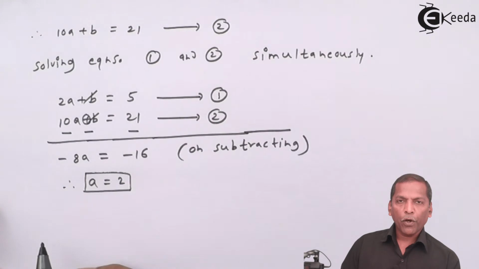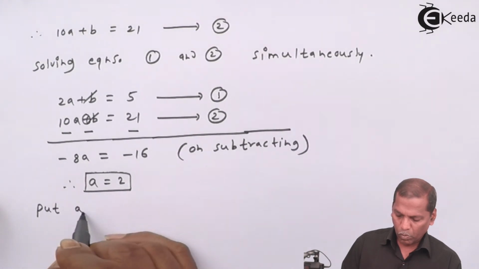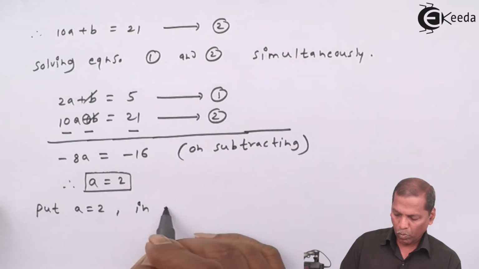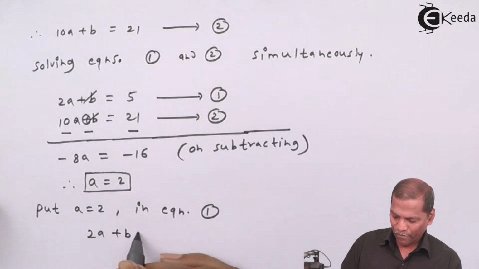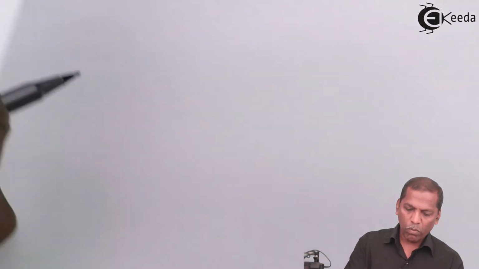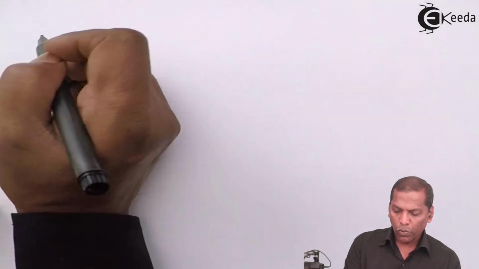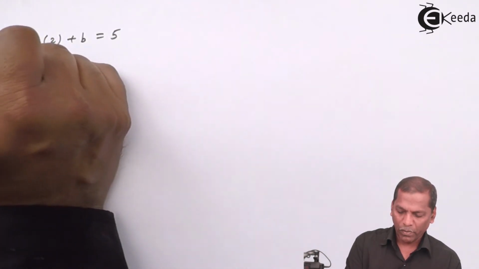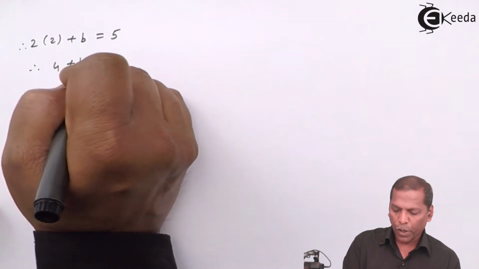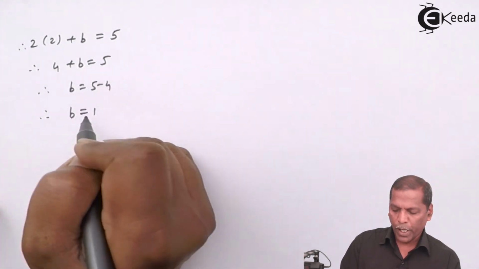Now substituting the value of a equal to 2 in equation 1, we get, now equation 1 is 2a plus b equal to 5. For a, we have to put the value 2. So 2 in bracket 2 plus b, and that equals 5. So 2 into 2, 4, plus b equals 5. So b equals 5 minus 4. So in this way, we get b equal to 1.